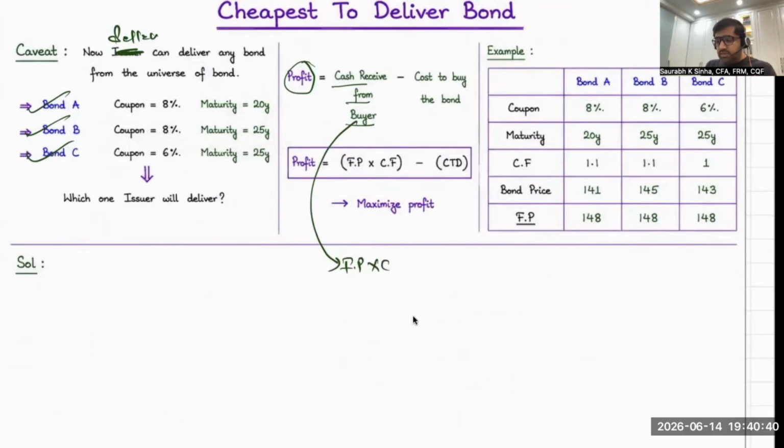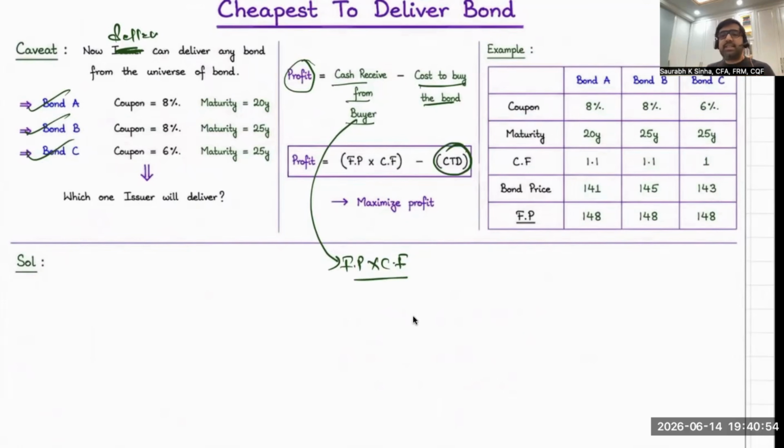The future price into the conversion factor. That is the price that A will pay. And to deliver any one of the bonds, whether it is A, B, or C, as a seller, I will incur a cost. That cost I'm calling the cheapest to deliver cost, or cheapest to deliver bond cost. And I'll try to maximize my profit.